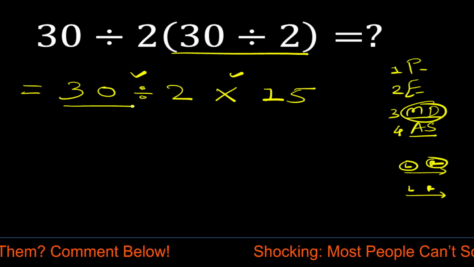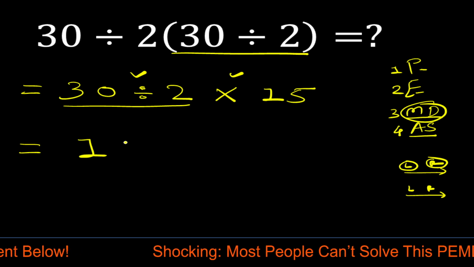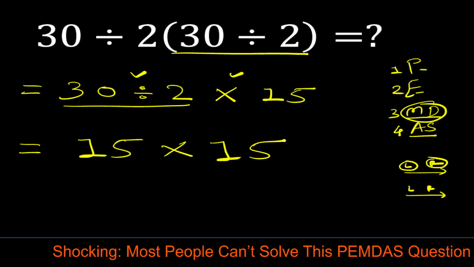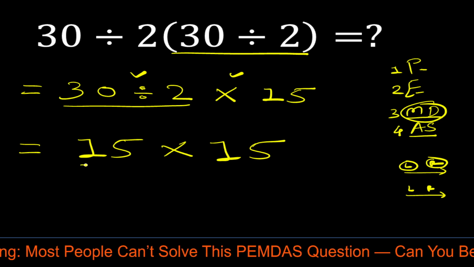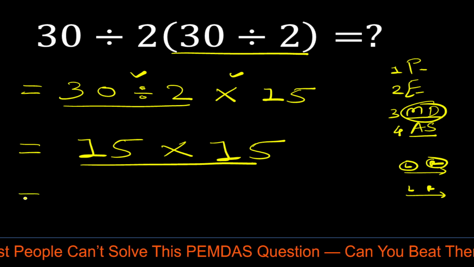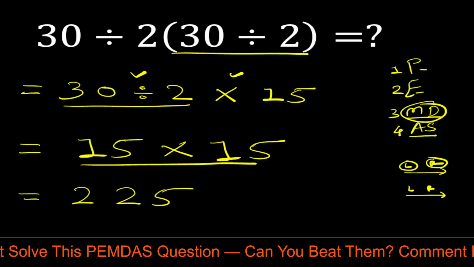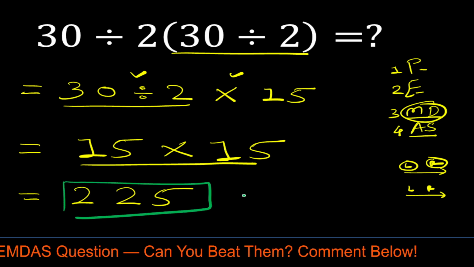So first we have to solve this division, right? So 30 divided by 2 is equal to 15 times 15, right? So now 15 times 15 is equal to 225, right? So the correct answer is 225.